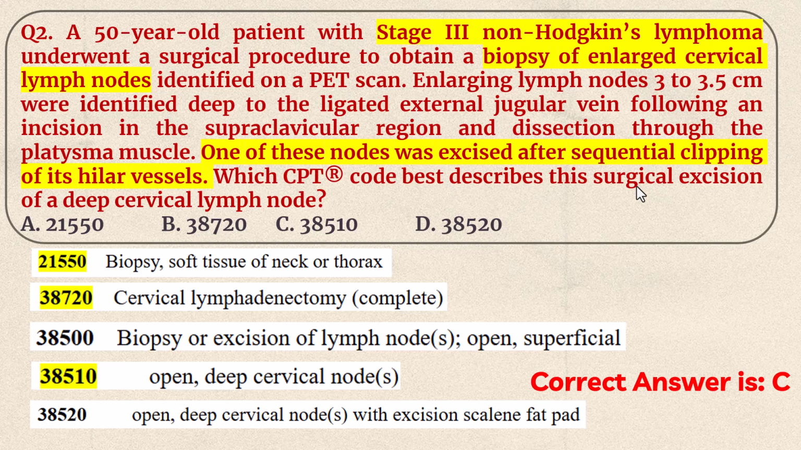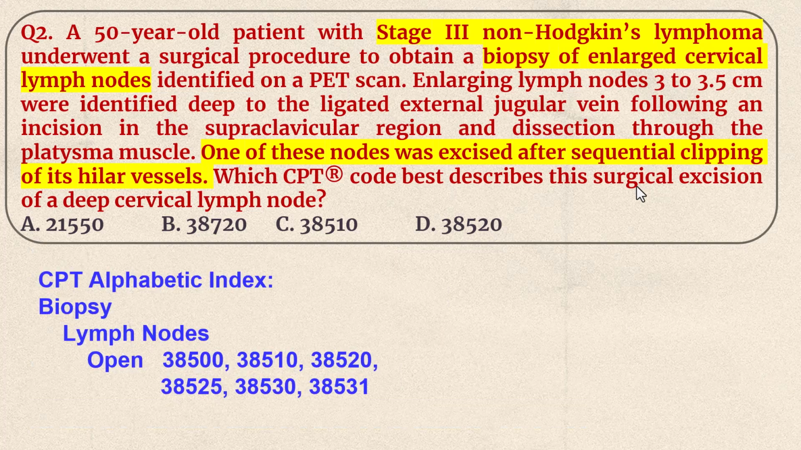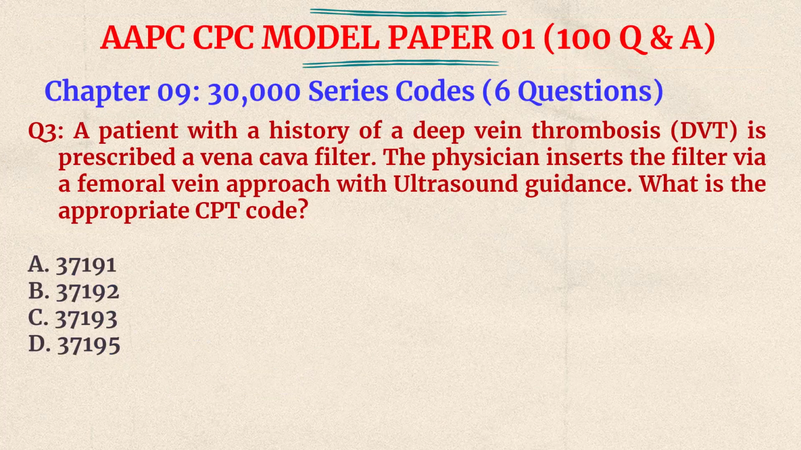So if you encounter this case in a real working scenario, you have to go with the index. So once you go to the alphabetic index, go to the biopsy, then go down to lymph nodes, again go down to open. Once you go there, it will suggest the following 6 codes. Again, you have to go back to the tabular list and verify the codes. So once you verify, you will find the correct answer is C, that is 38510.